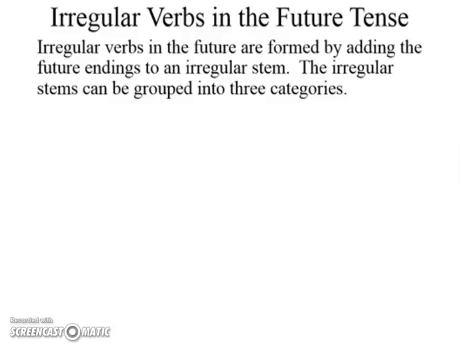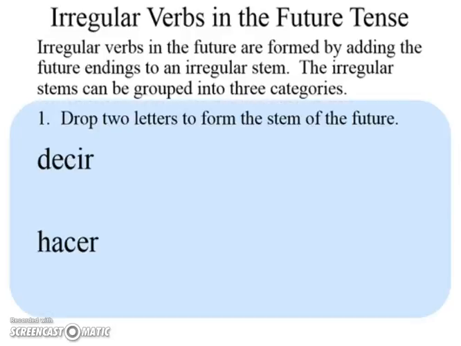We don't even need to learn separate endings. There are three categories that we can group these irregular verbs in. First category, we have decir and hacer. What we do with these two verbs is we drop two letters from the infinitive to form the stem. So decir, we get rid of the E and the C, and we are left with dir.